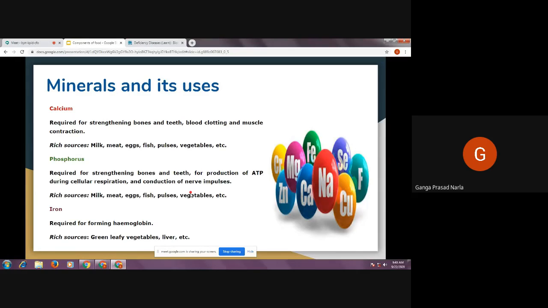Calcium and phosphorus are both very important for strengthening bones and teeth. And phosphorus also helps in respiration. Respiration, we already discussed in 5th class. Breathe in, breathe out, right? Respiratory system, right? So calcium also helps in the respiratory system, and in conduction of nerve impulses.